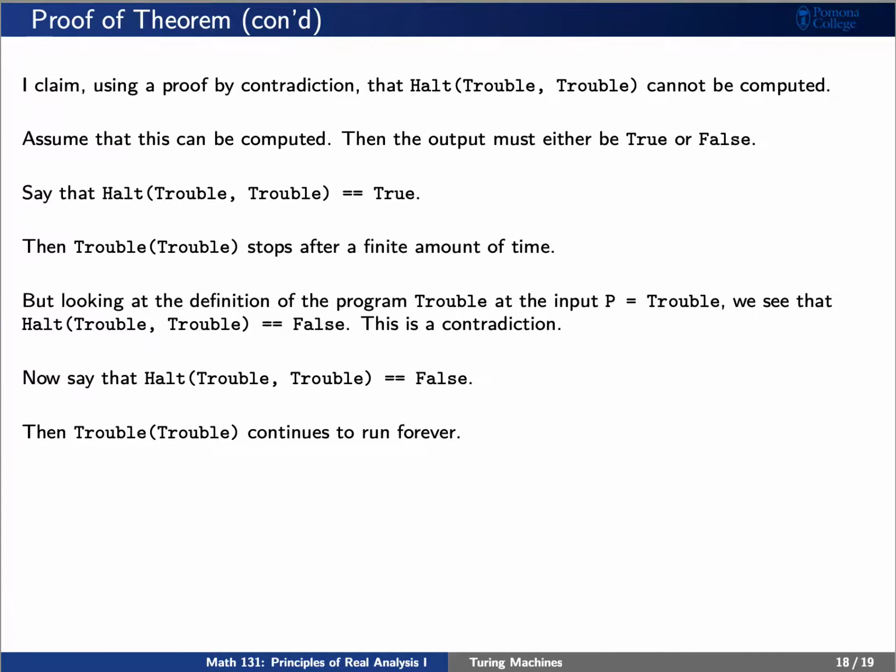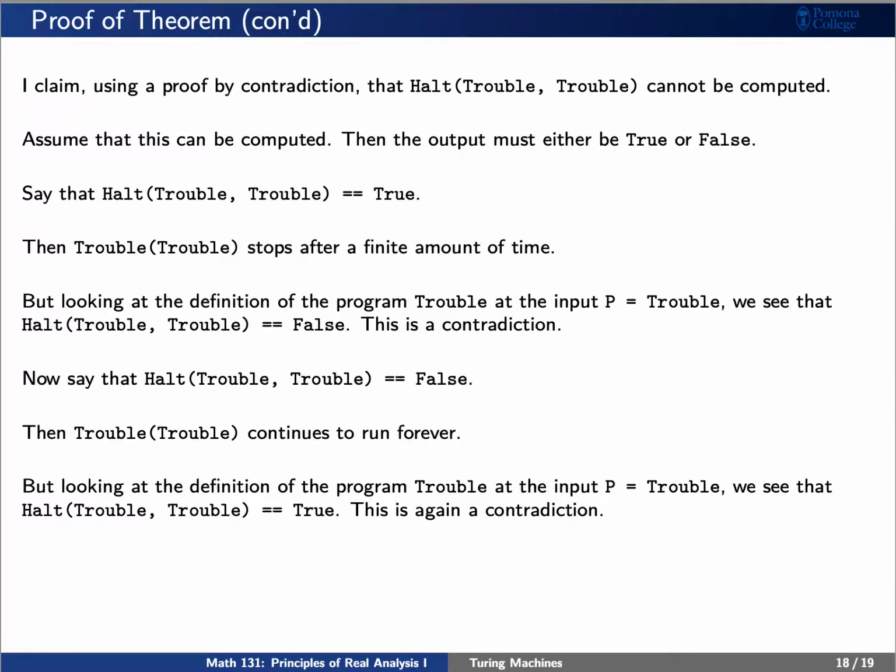So let's assume the other way. Let's assume that halt trouble is false. Then from the definition of the halt program, this means that trouble must continue to run forever. But now, let's take a look at the definition of the program trouble. The whole point is that trouble will either return the value true or itself will continue to run forever. Well, if trouble continues to run forever, then this means that from the way we've set everything up, halt trouble must be equal to true. Again, we find a contradiction.